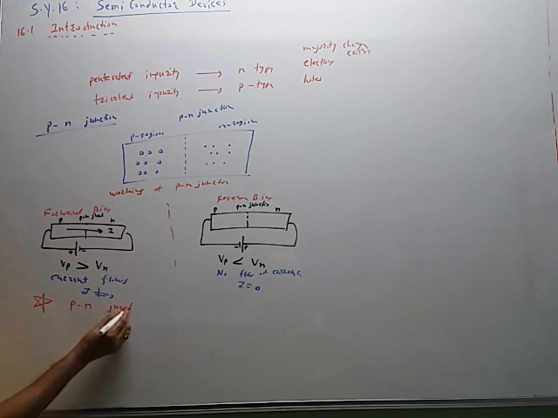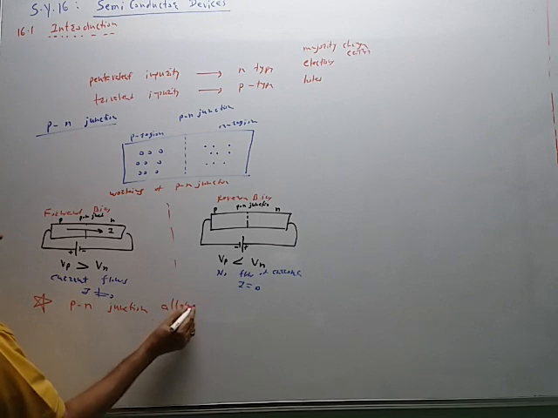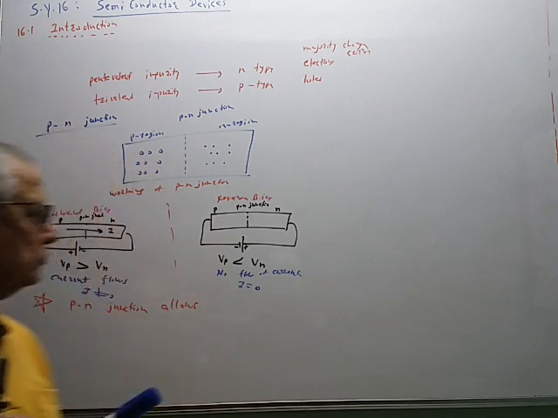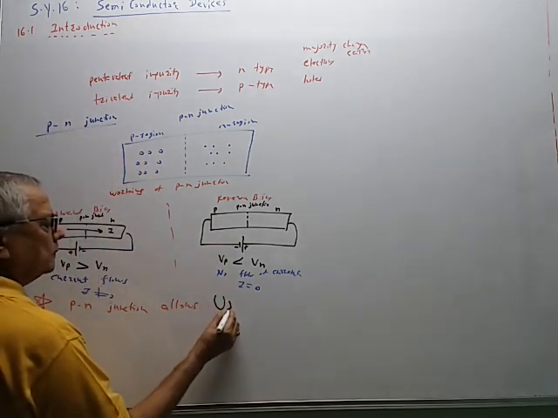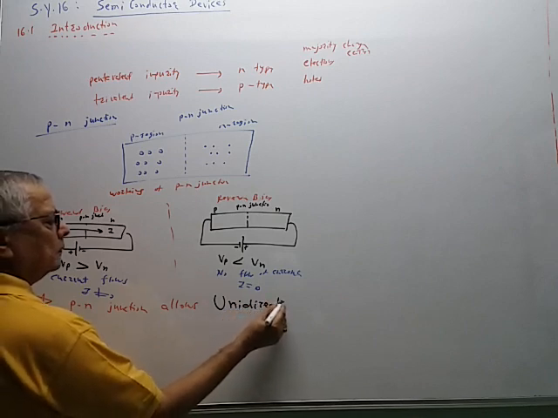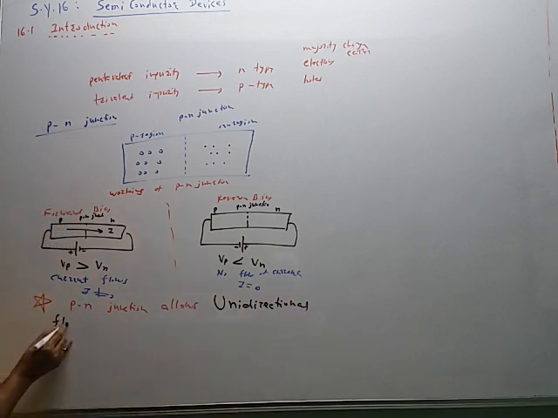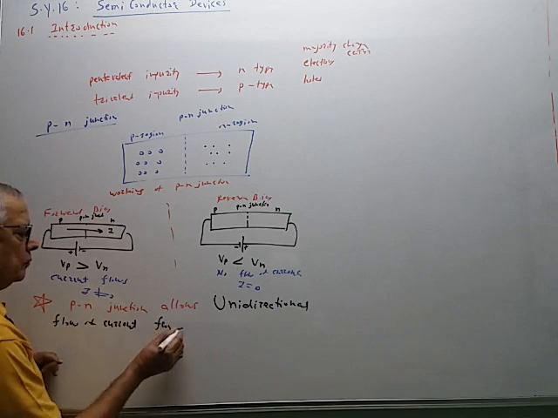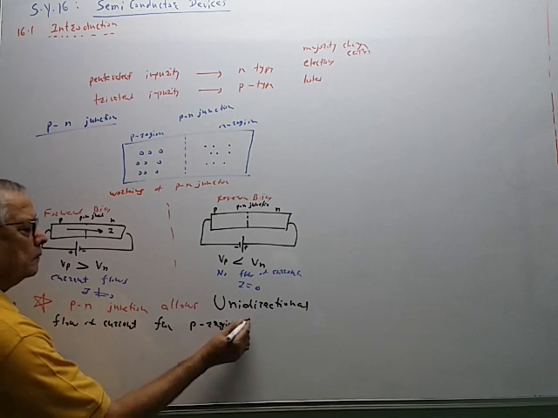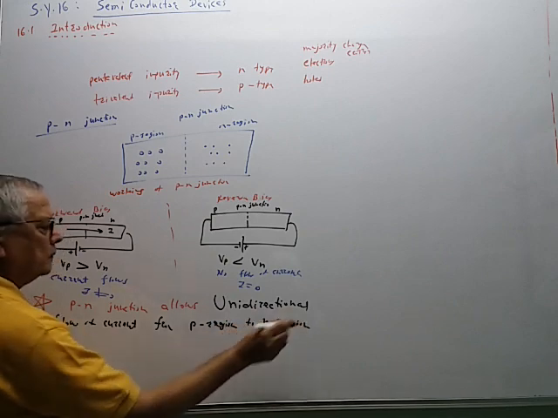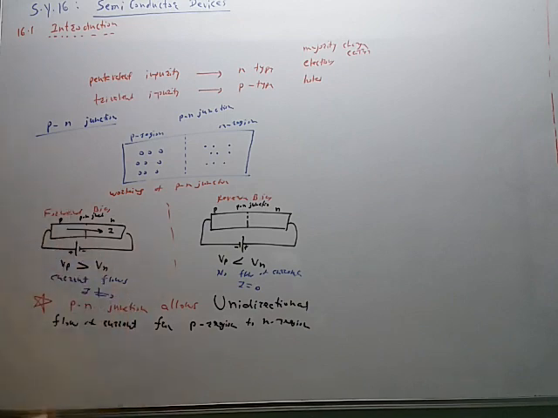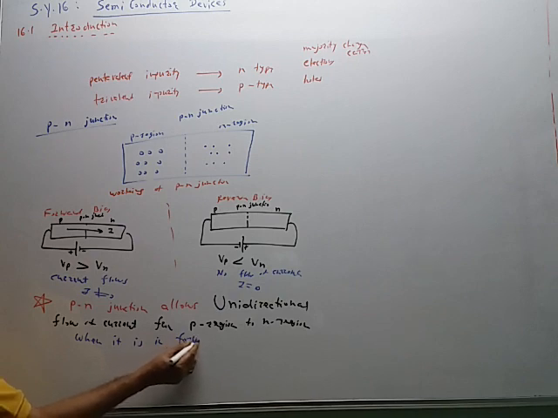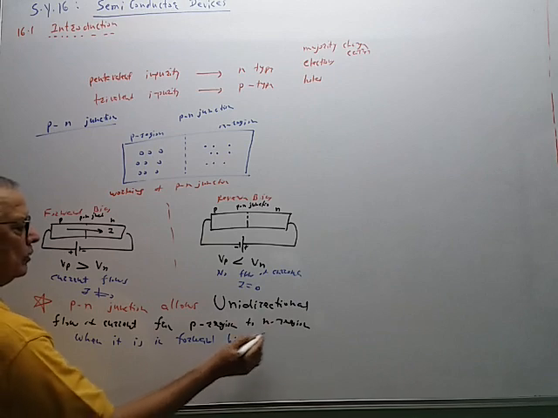PN junction allows unidirectional flow of current from P region to N region when it is forward biased. So this is a very important conclusion.